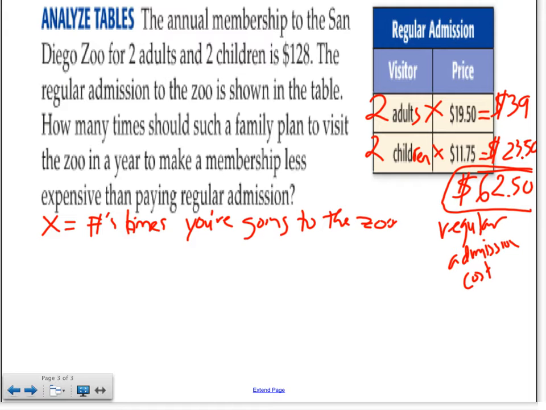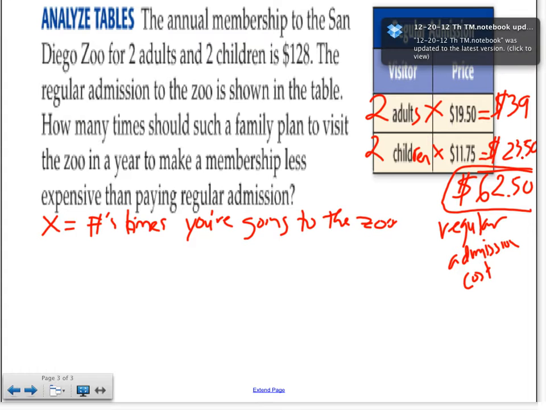Think about this. The season pass will cost you $128. But if you just buy 2 times at this price, if you go 2 times, how much would that be? Let's check. So technically, is it still cheaper than the season pass? So you can see that if you go 2 times or less, the day pass is still a cheaper deal.